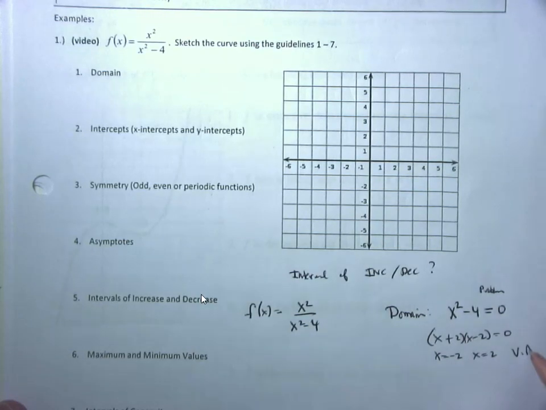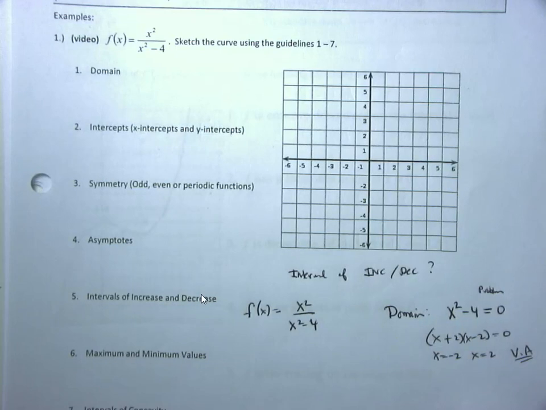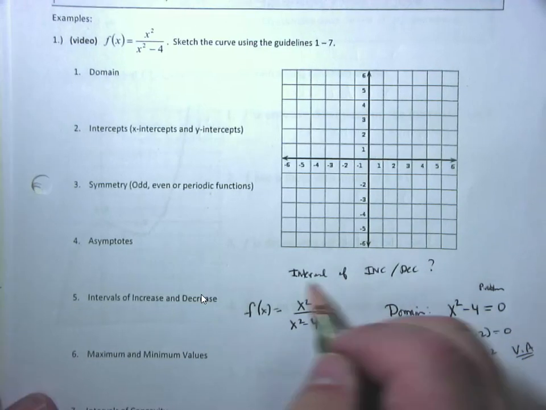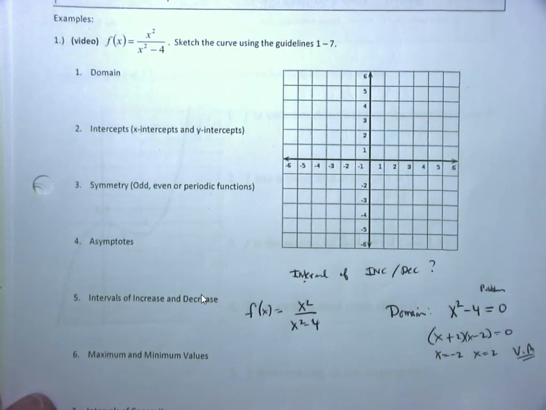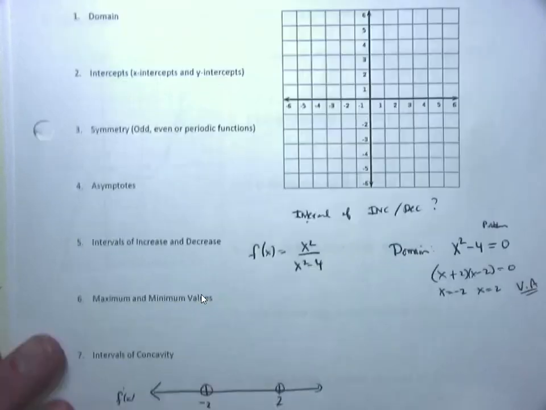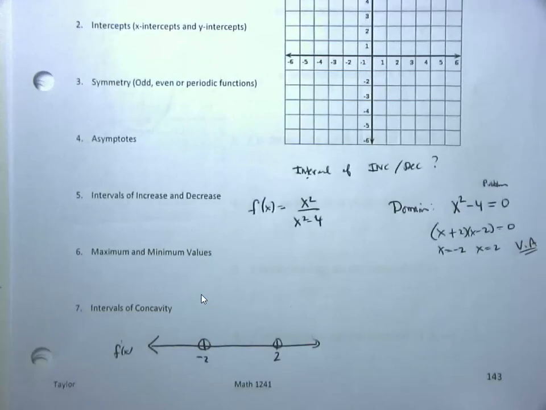These are what we call vertical asymptotes. These are holes in the graph. You can't cross these lines on the graph. Does that make sense? So when I talk about intervals of increase and decrease, when you draw your little number line, you're going to have to omit negative 2 and positive 2. And for intervals of increase and decrease, we're talking about a number line for the first derivative.